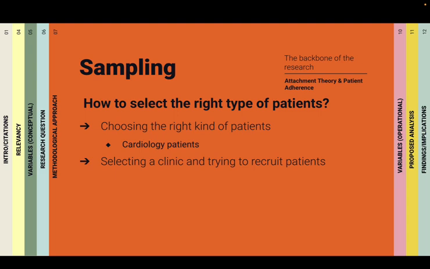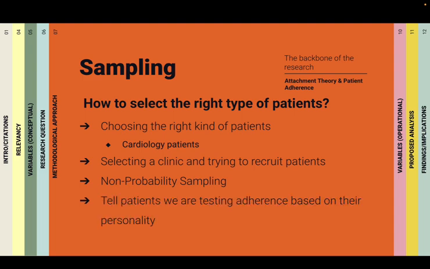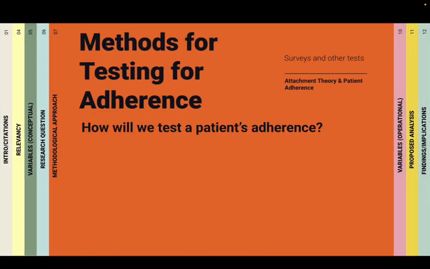So, for that, it would be selecting a clinic to try and recruit patients. There are cardiology specific clinics, and that's where I think it would go. So, this is a non-probability sampling. It can't be anyone in the population. I do need a specific population for this. So, we would tell patients we are testing for adherence, or do they follow the treatment plan based on their personality. So, how will we test a patient's adherence?